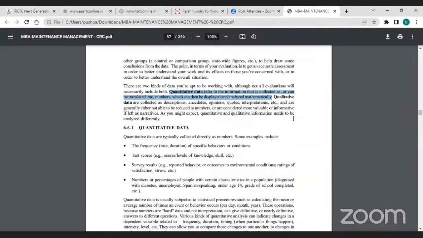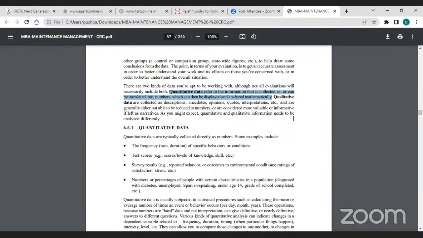Right. So what is quantitative data? For example, the frequency of specific behaviors or conditions. Right. So the belt is coming out from the machine very often. The frequency of it coming out of the machinery is maybe 5 times, 6 times. So how often the belt is coming out, and it is creating a problem for the machinery.